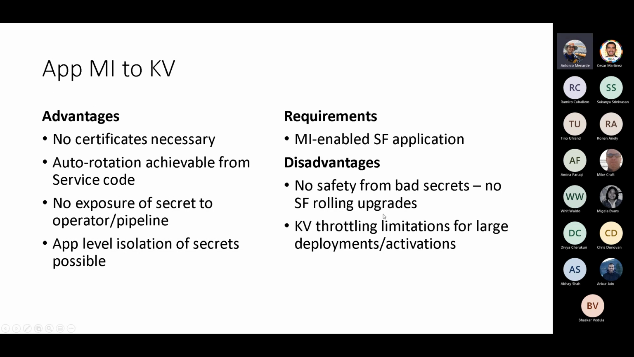The disadvantage being there's no safety here if you've enabled auto rotation, in the sense that different services across different UDs may go and fetch new secrets. And if that secret's bad, you don't get rollback, roll forward in a safe manner. And in large deployments, we found that Key Vault may throttle. For example, if you have many replicas, many instances coming up at the same time, each pinging Key Vault may throttle those deployments.